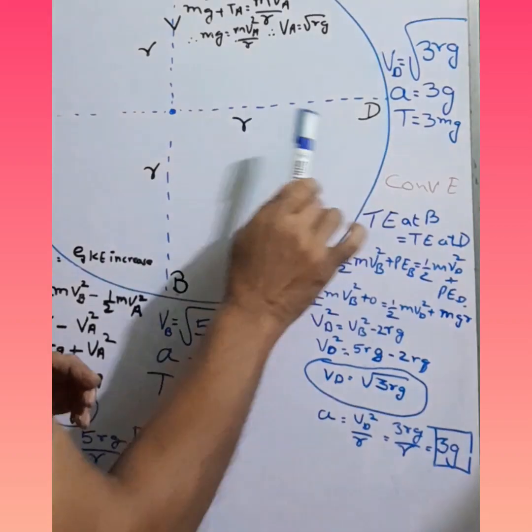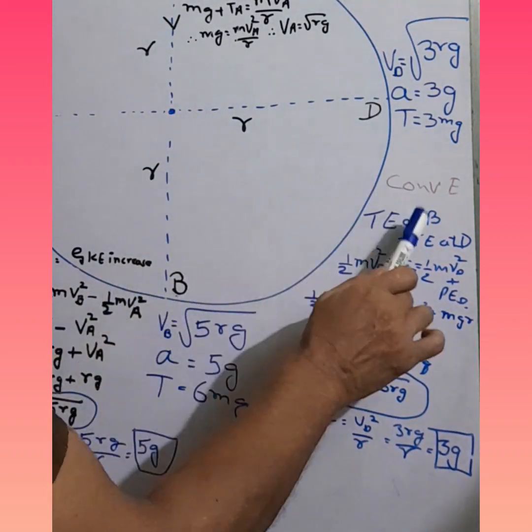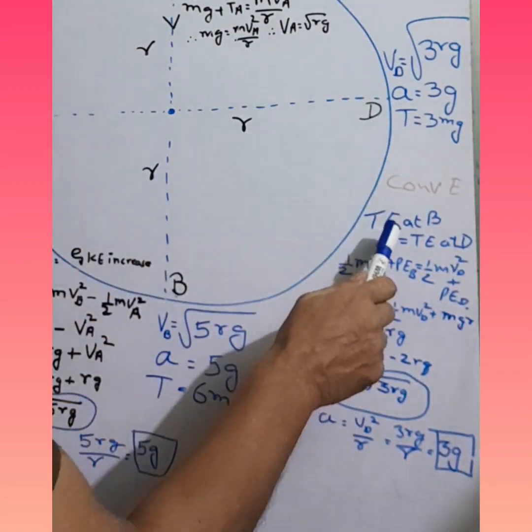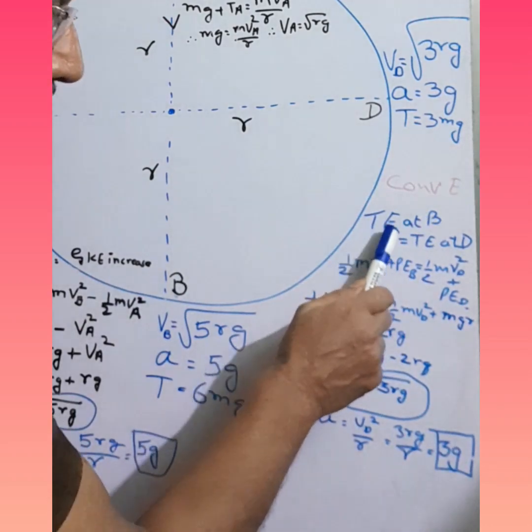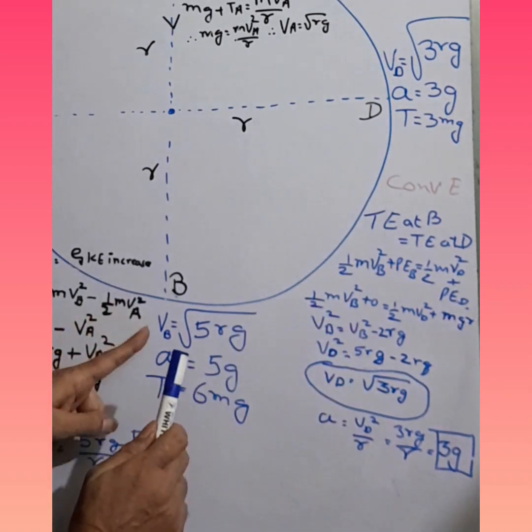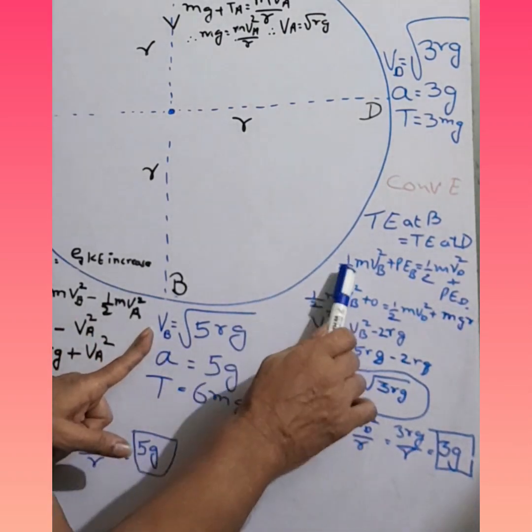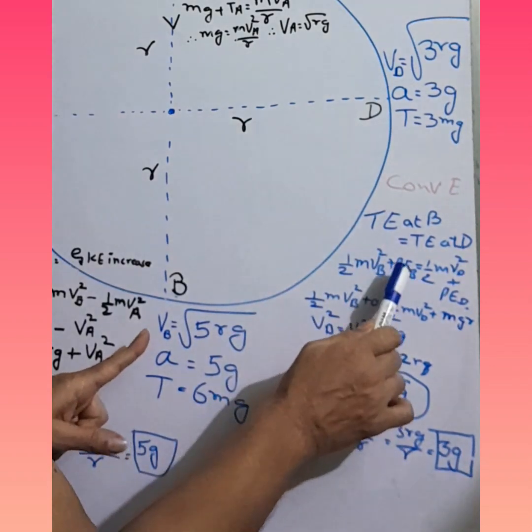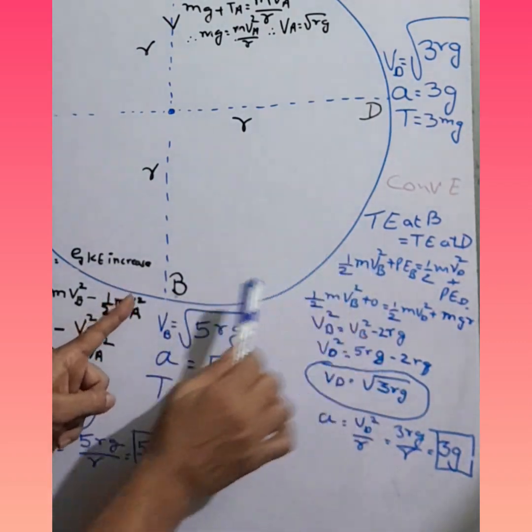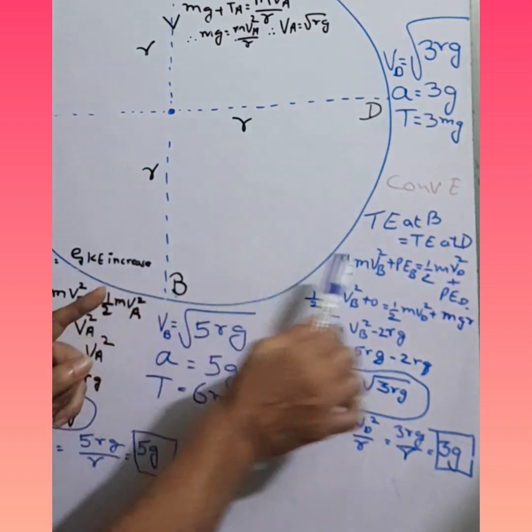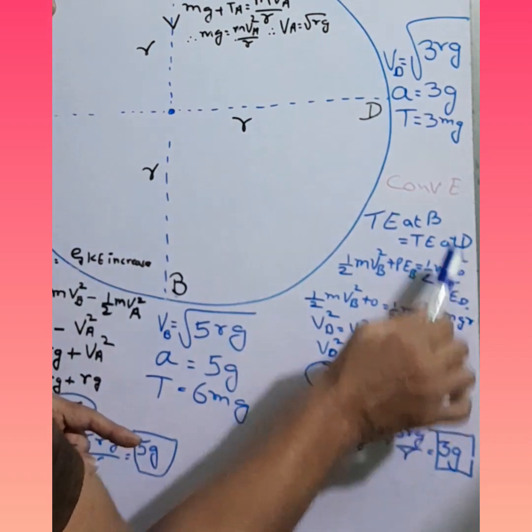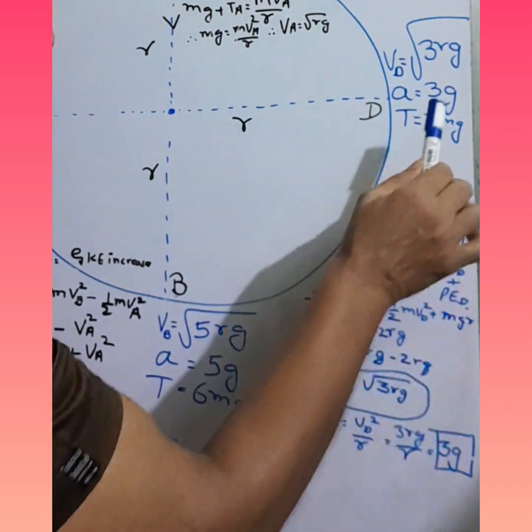At point D, total energy at B is equal to total energy at D. Conservation of energy, right? Okay, so now let's try and talk about total energy at point B. At point B, it is half m vB square plus PEB, potential energy at B. So kinetic energy plus potential energy at this point is equal to kinetic energy and potential energy at this point. That's what we write over here: half m vD square plus potential energy at D.